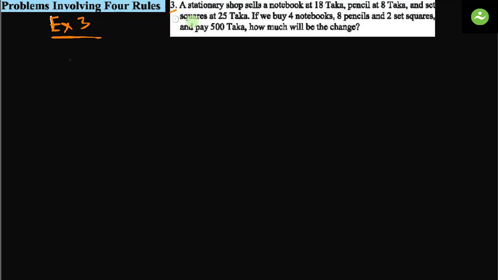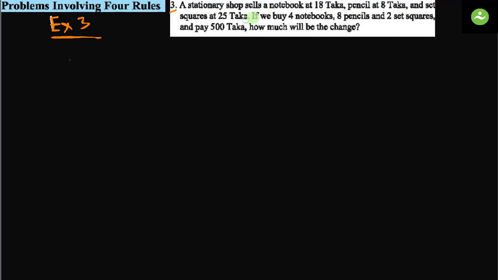Problem number 3. A stationery shop sells a notebook at 18 taka, pencil at 8 taka, and set squares at 25 taka. If we buy 4 notebooks, 8 pencils, and 2 set squares and pay 500 taka, how much will be the change? Means how much the shopkeeper will return.